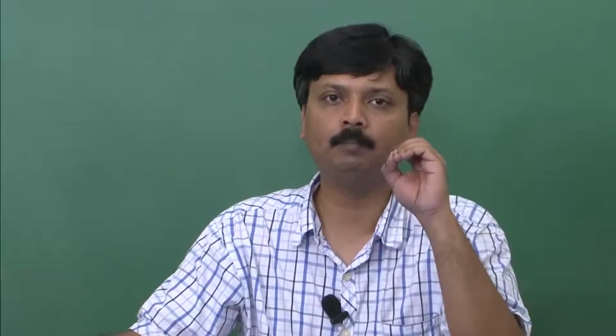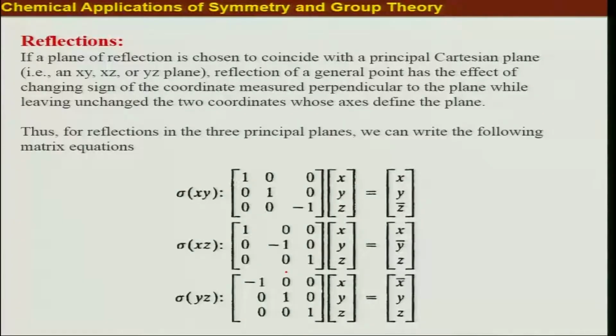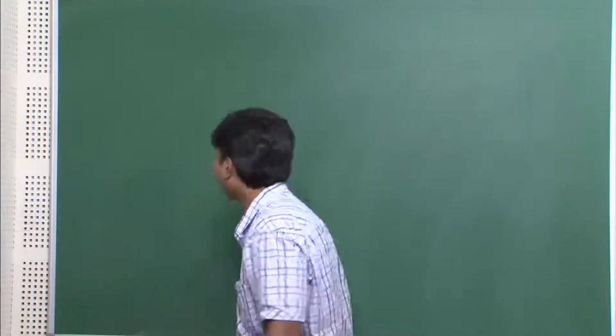So I can choose, if I am given the freedom, my plane of reflection to be one of these xy or xz or yz planes which are natural to any Cartesian coordinate system. Then reflection of any general point has the effect of changing sign of the coordinate measured perpendicular to the plane while leaving unchanged the two coordinates whose axes define the plane. So what does that mean? Let me explain this by using the board.